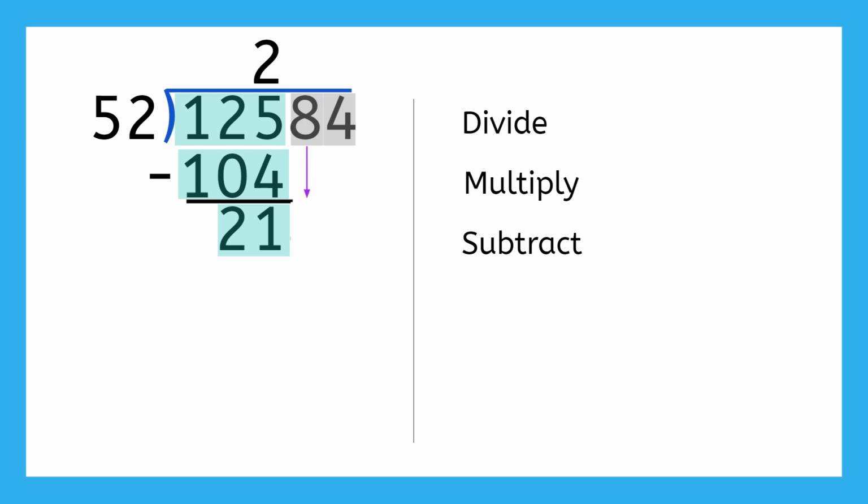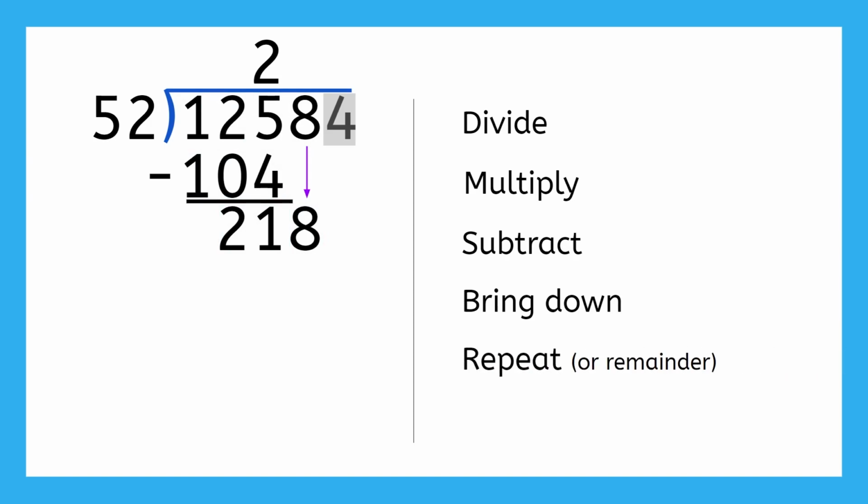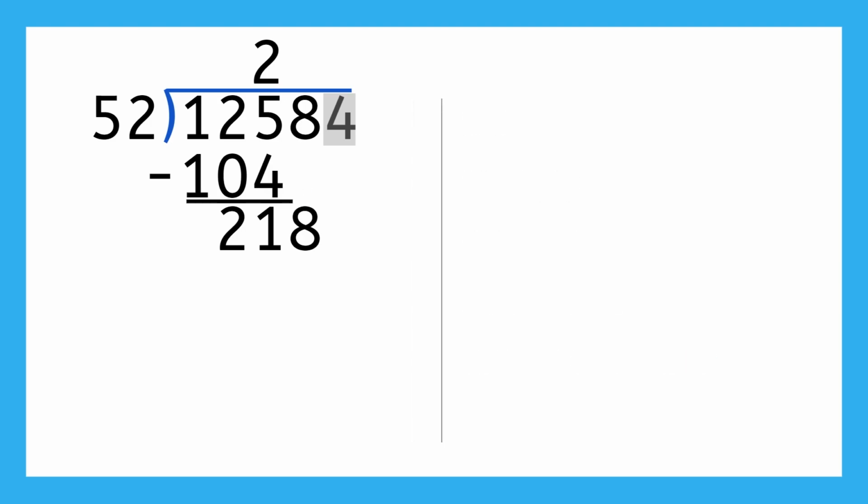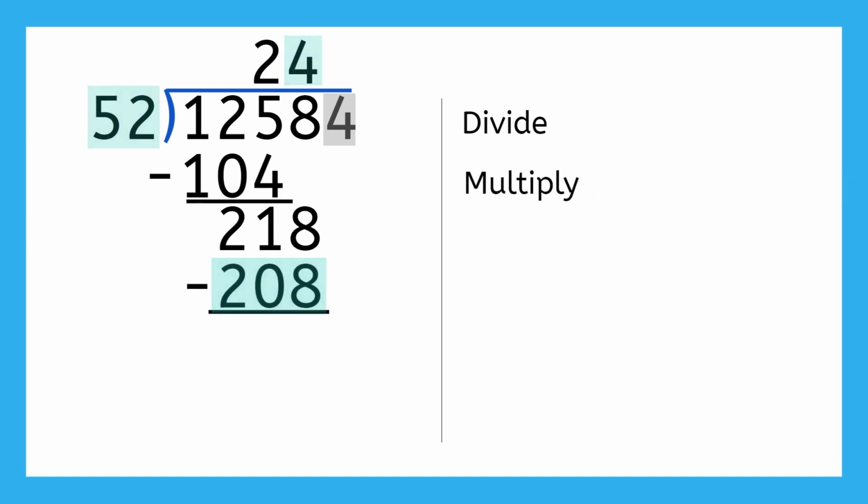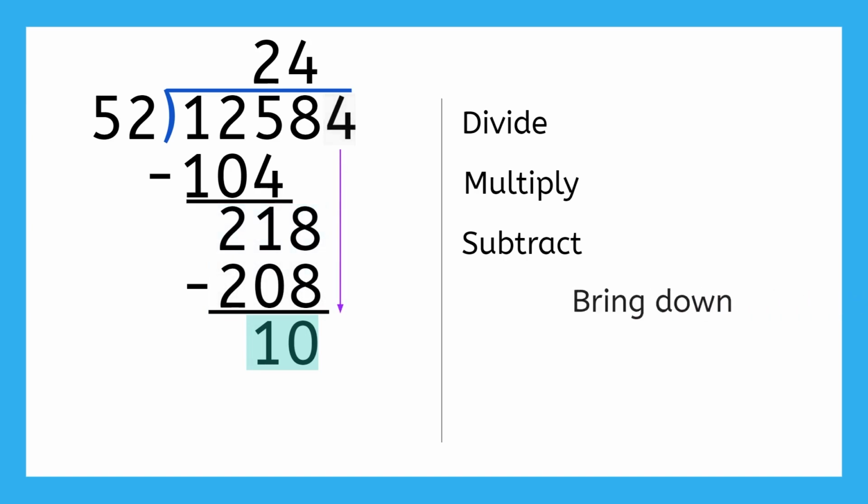Now we'll bring down our 8 here to get 218, and then we repeat this process with our next place value. Divide 52 into this new result, 218. Again, we can estimate. 50 will go into 200 4 times, so we put that 4 here, directly over the 8. Then we multiply 4 times 52 to get 208. 218 minus 208 is 10. Then we bring down that 4.